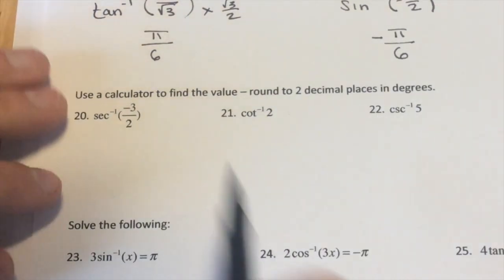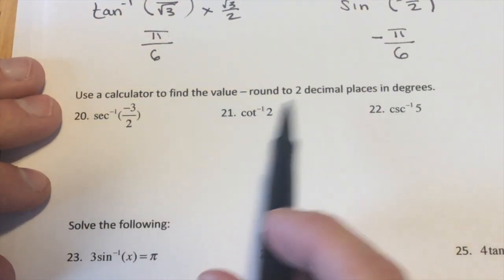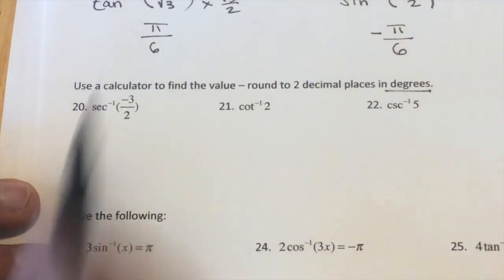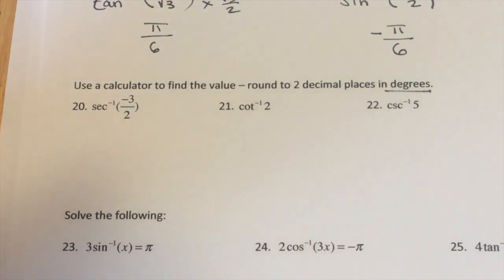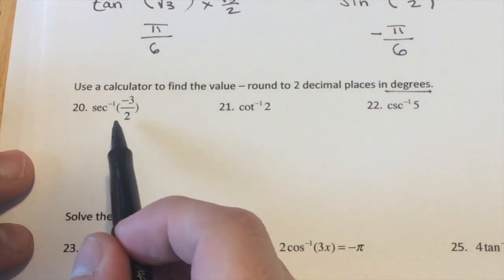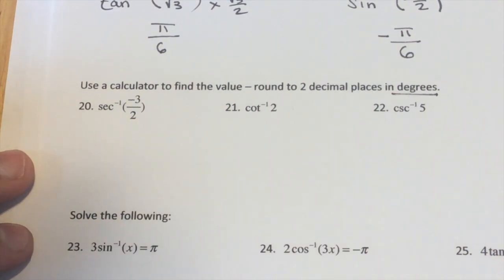A few more. Using a calculator to find the value, round to 2 decimal places, make sure we're in degrees. All of these other questions that we're talking about exact values, we're in radians. For these questions that I'm asking you to use a calculator, we're going to be in degrees. So, inverse secant of negative 3 over 2.